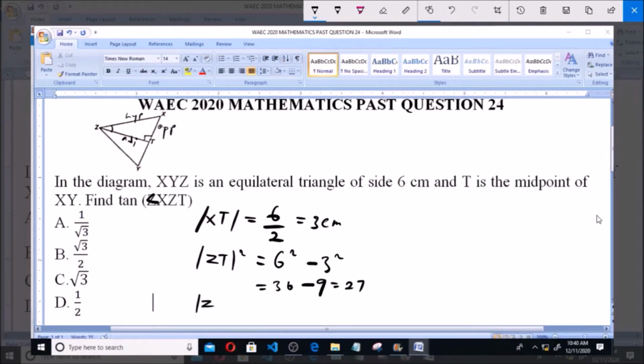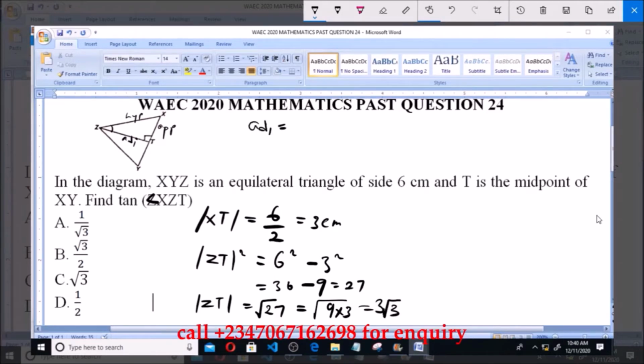So ZT is equals to the square root of 27, and that is equals to square root of 9 times 3. 9 times 3 will give us 27, and square root of 9 will give us 3, so we have 3 root 3. So now we have the adjacent side to be equals to 3 root 3. Meanwhile the opposite is equals to 3 cm, and then the hypotenuse is 6 cm.